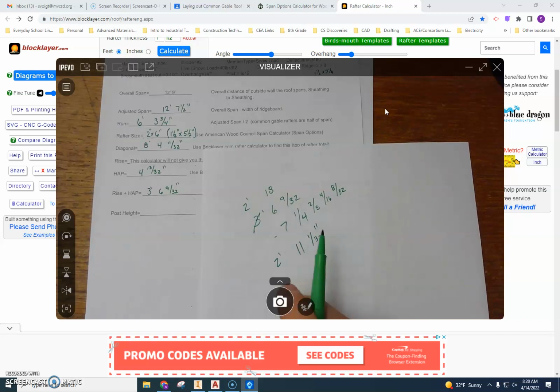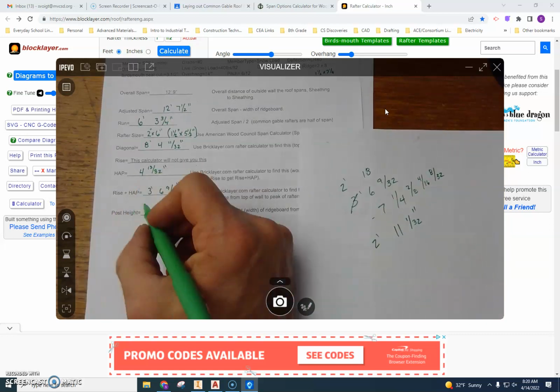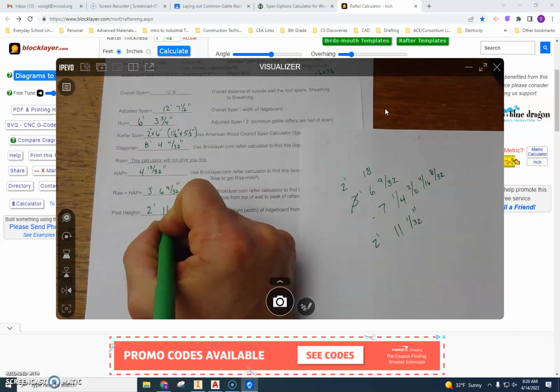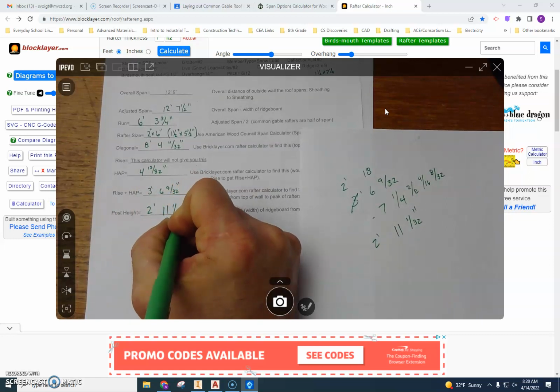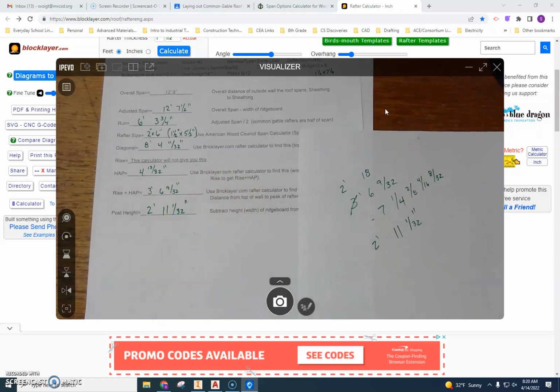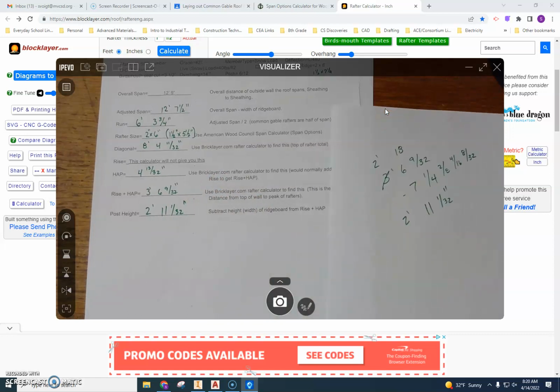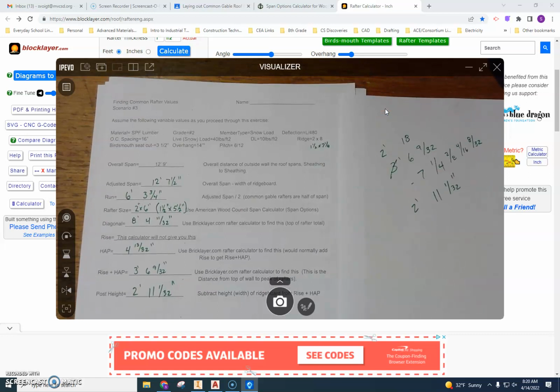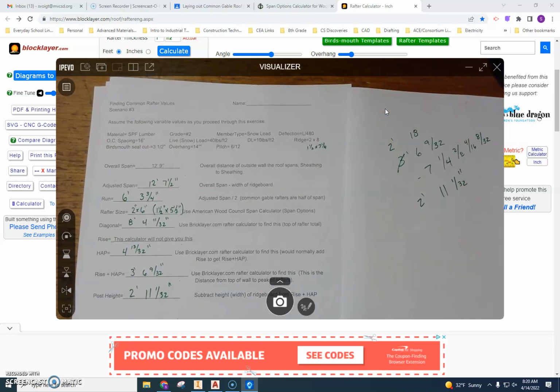That is what my post should be. So I just take that, 2 feet 11 and 1/32 inches. That is my post height. Okay? That's that. That's how you do this. It requires a process and it requires attention to detail, but it is not that hard.